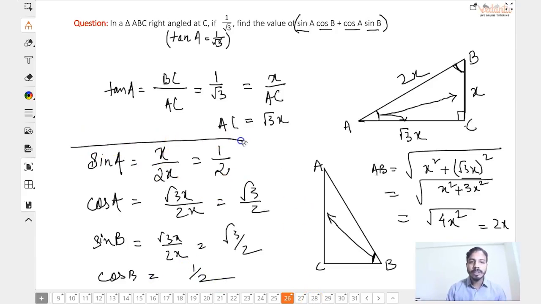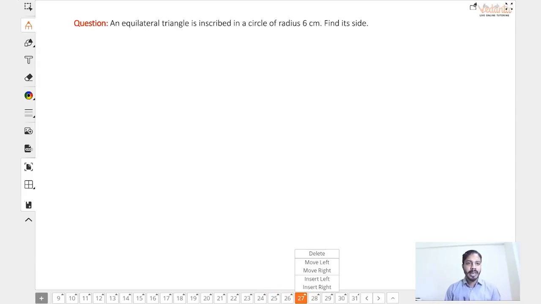So guys, in this way you can solve these types of problems. Now you just put the value and calculate whatever the result is. That's it. So let me see what more types of questions we have.